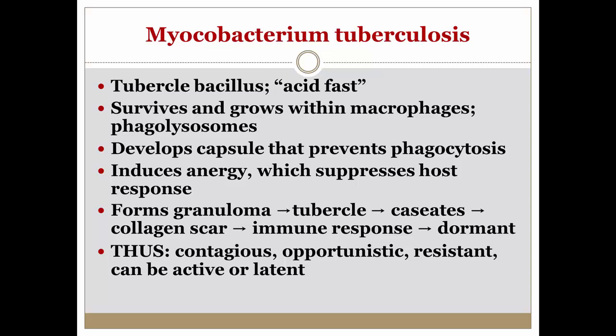So when we look at a chest x-ray with someone who has TB, we're looking for these caseated areas, these collagen scars in the upper lobes of the lungs. And then it can disseminate to the joints or to the kidneys. So as a result, isn't this a poster child for how bacteria can survive? It is a contagious organism. It is an opportunistic organism. It has the ability to become resistant. So it's very, very adaptive, and it can be both latent or it can be active. What a poster child.